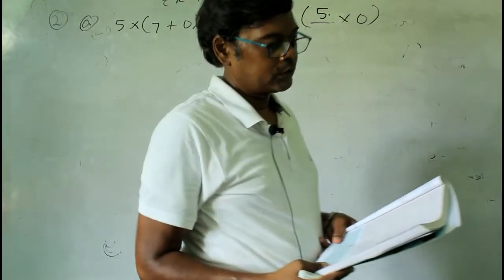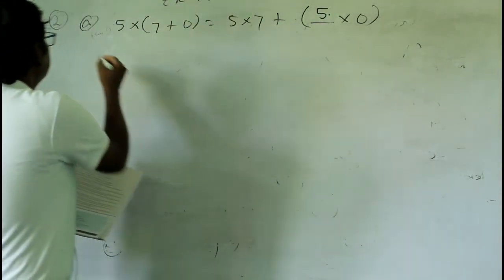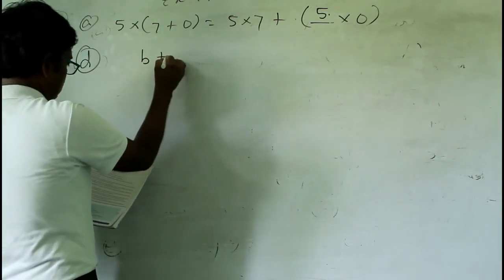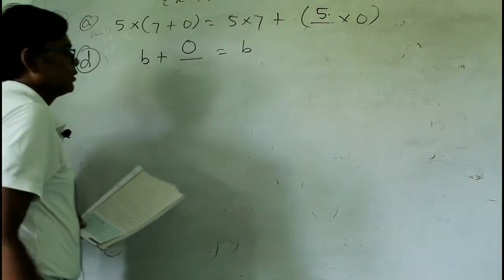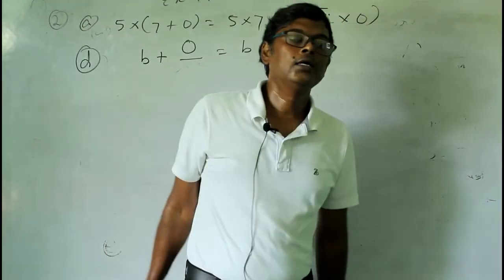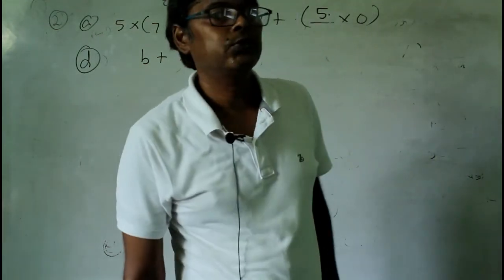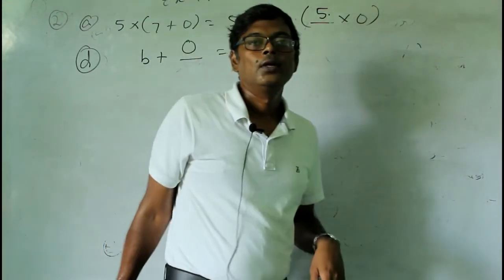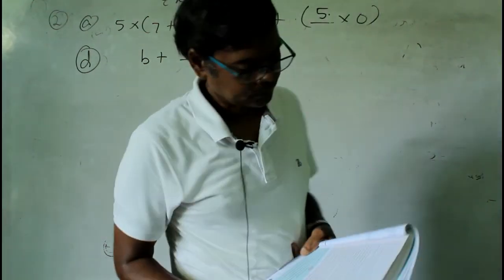Then I will do question number D here, and you will do the other questions yourself. For D, you have B plus dash equal to B. So the answer is 0. This is called the additive identity for the whole numbers. That is, 0 is the additive identity: when you add 0 to any number, the answer will be the number itself.